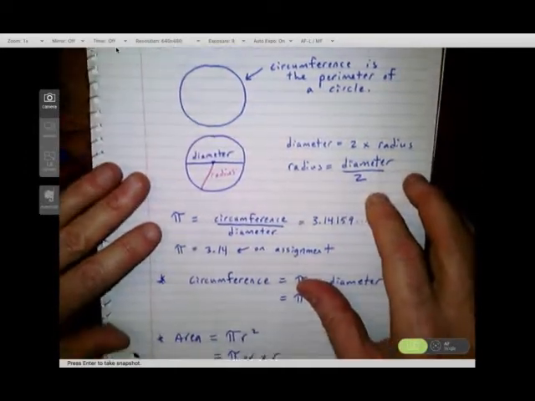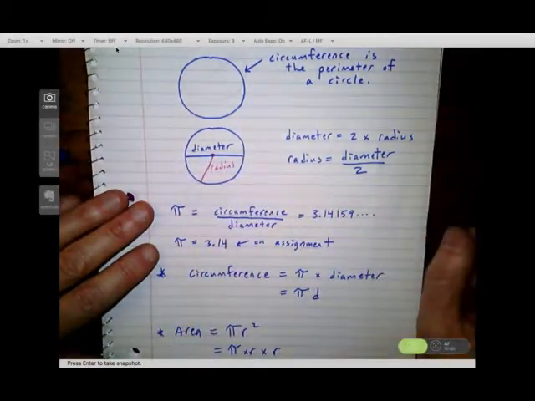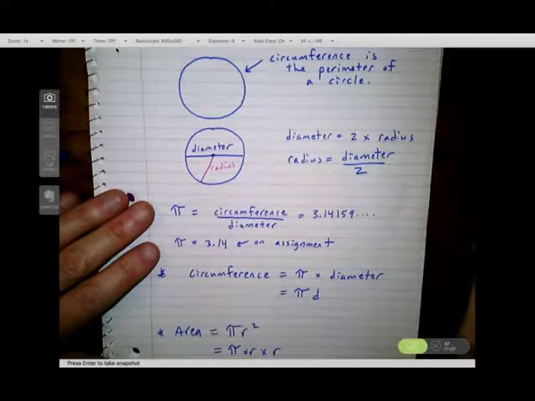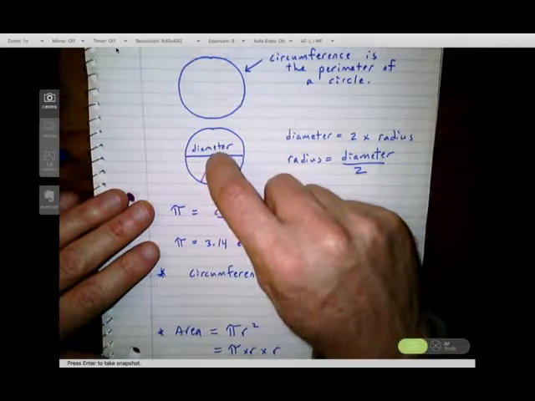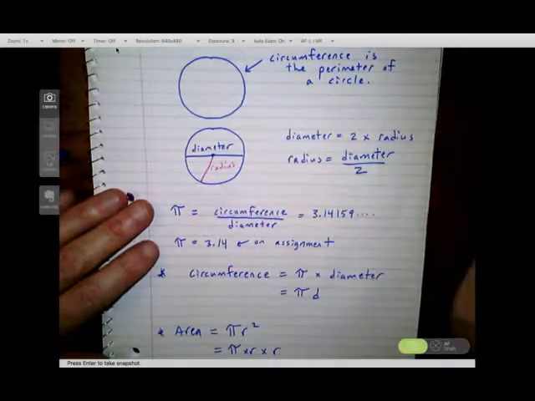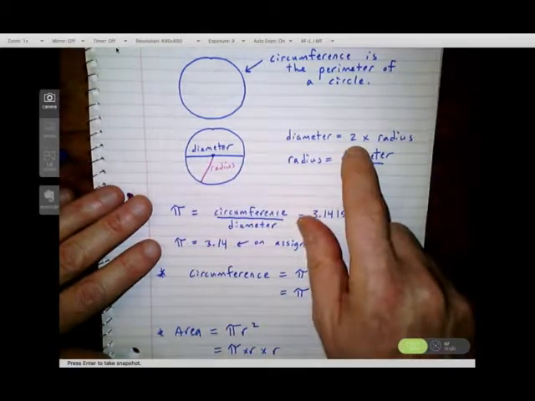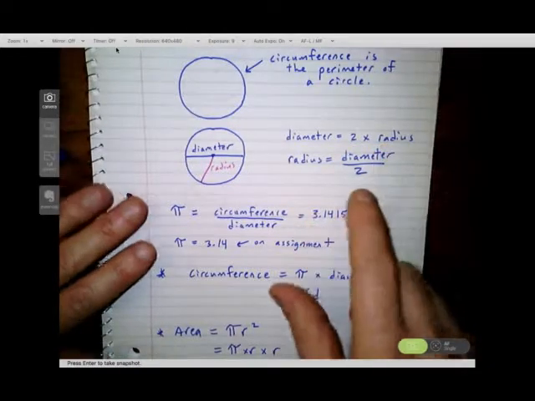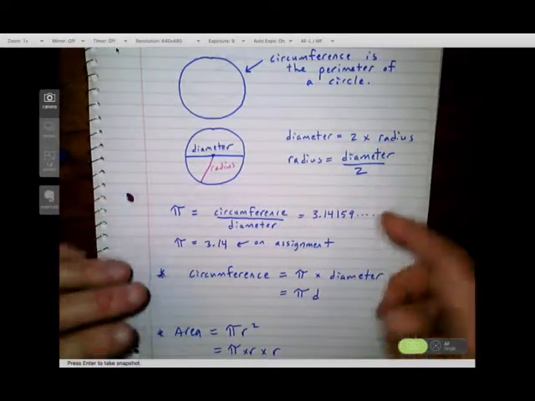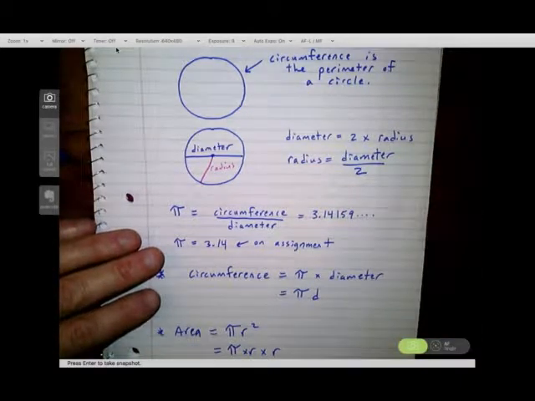Okay, a few other words there. We have all the way across and through the middle of a circle, that's called the diameter. And halfway across from the center of the circle to the edge of the circle, that's called the radius. So the diameter is twice as long as the radius, so diameter is 2 times the radius. Or if you're given the diameter and you need the radius, it is the diameter divided by 2.